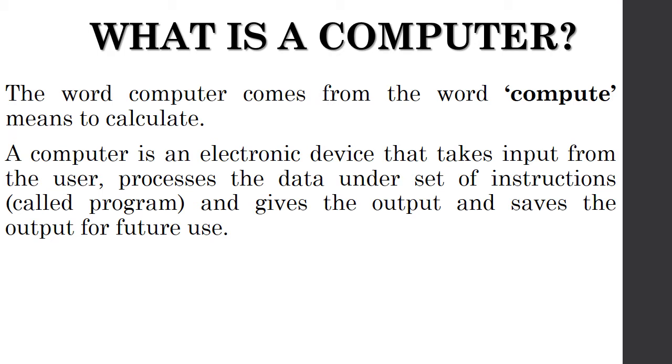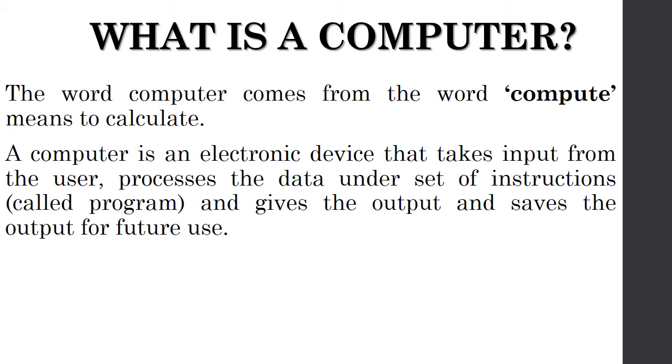A computer is an electronic device that takes input from the user, processes the data under a set of instructions called program, and gives the output and saves the output for future use. So a computer is an electronic device, or you can say an electronic machine, that takes input from the user. We are known as the users of the computer. So this computer is taking the input from us, the users.